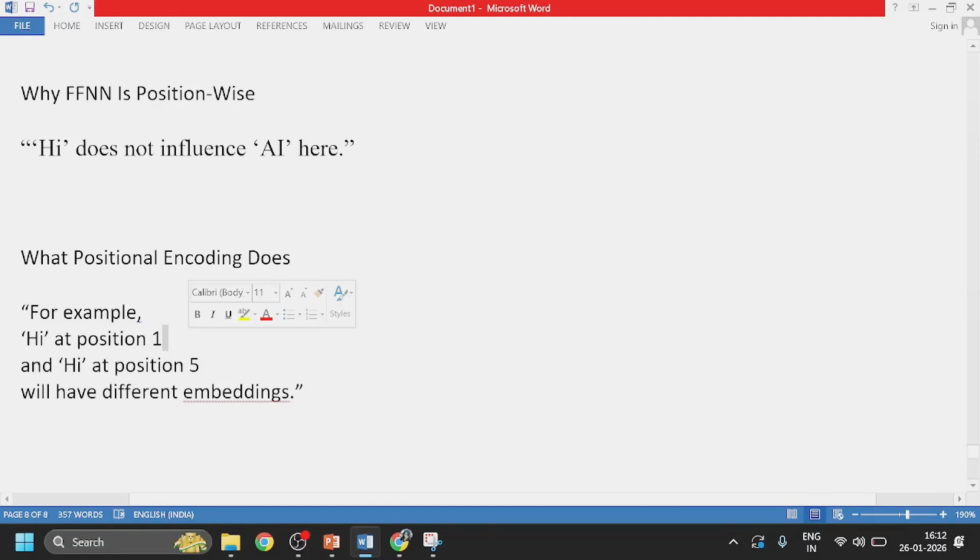That's why positional encoding adds the positional information to the word embedding. It is going to add the positional information to the word embedding. So that's why we need to add positional encoding. This is how the model knows which word comes first.